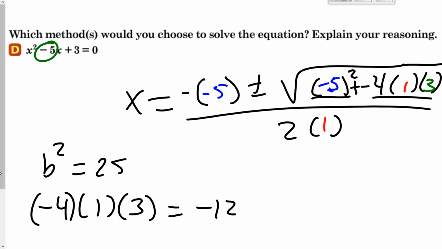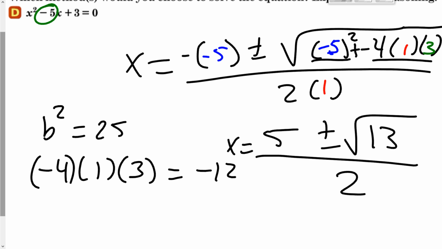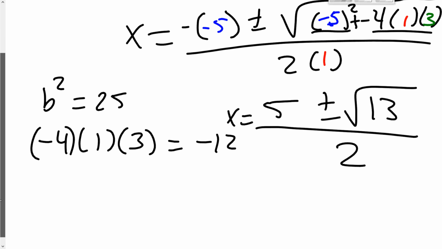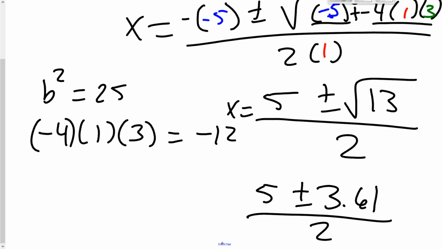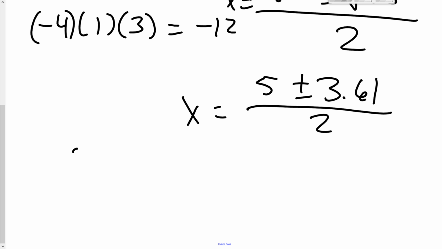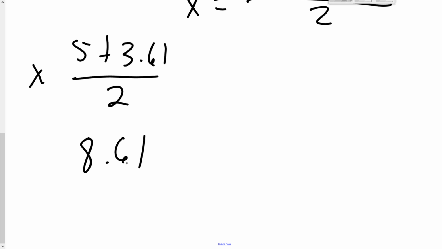So then we have 13 underneath the square root, plus or minus a negative 5, which is a positive 5, and 2 times 1 is 2. So there we have our quadratic formula so far: 5 plus or minus square root 13 all over 2. So I'm going to find out what the square root of 13 is. And it's 3.61-ish. I'm rounding to the hundredths place. And now I'm going to take 5 plus 3.61 and then divide that by 2. So that is 8.61, 8.61 divided by 2.